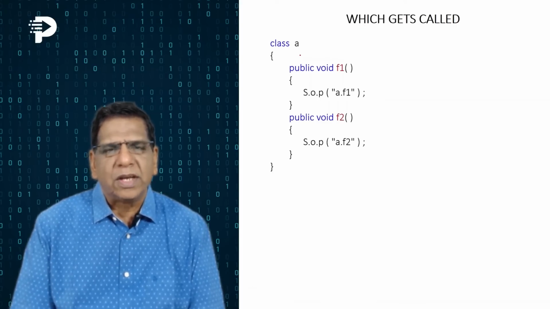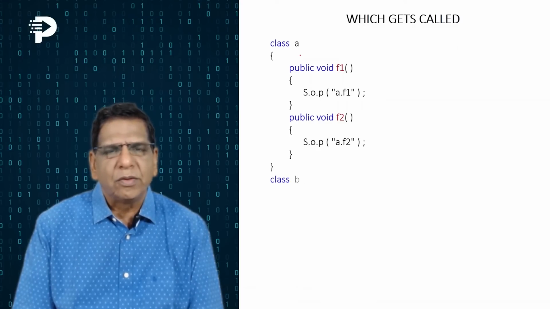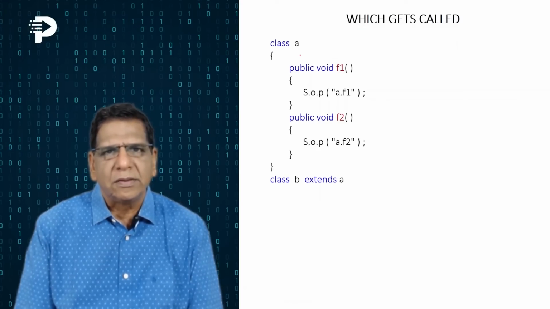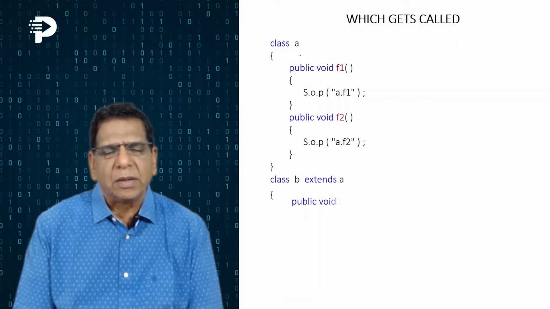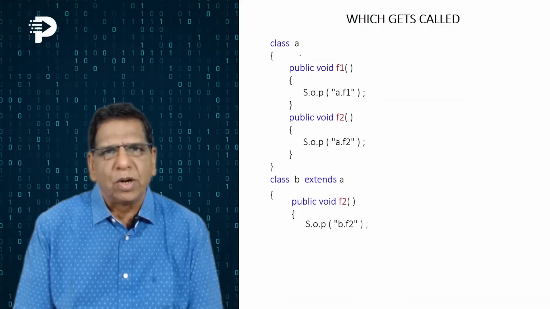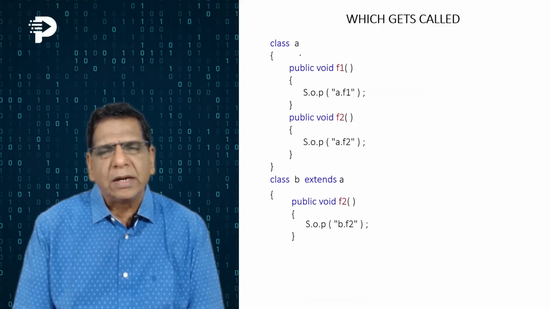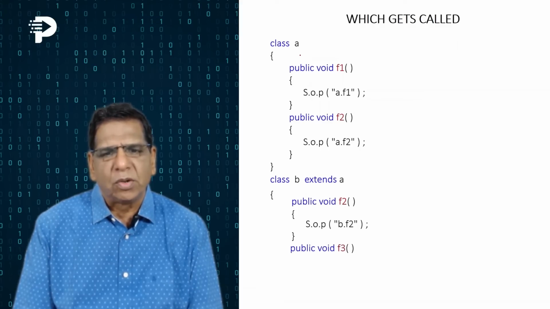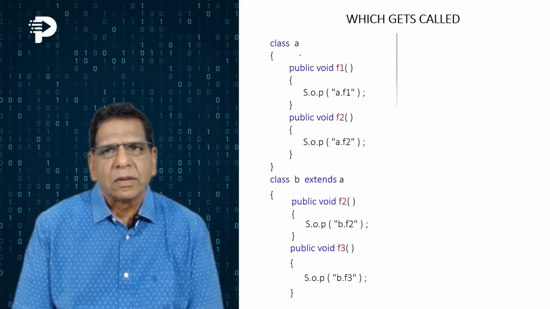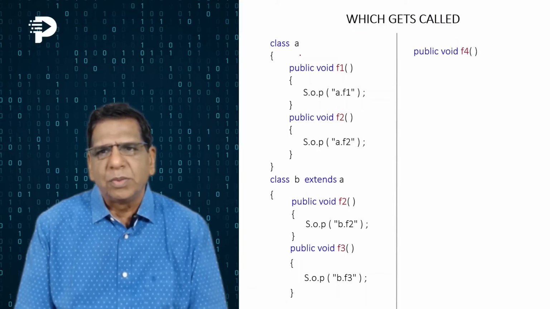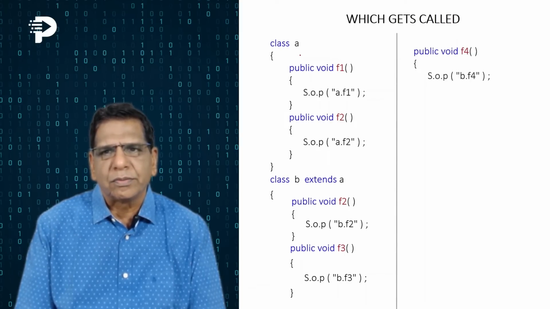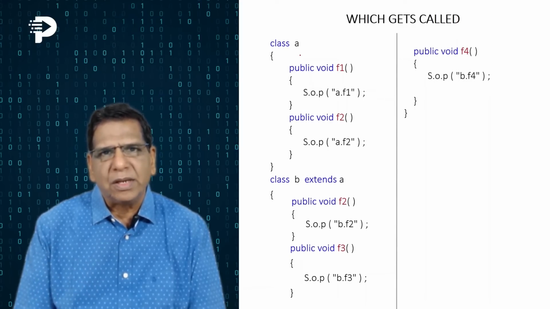And then what I do is I inherit a new class B from the existing class A. And within this, I would define a method f2 in which we print out b.f2 and a method f3 in which we print out b.f3. We will also have one more method f4 which prints out b.f4. And then we will try to invoke these methods from main.